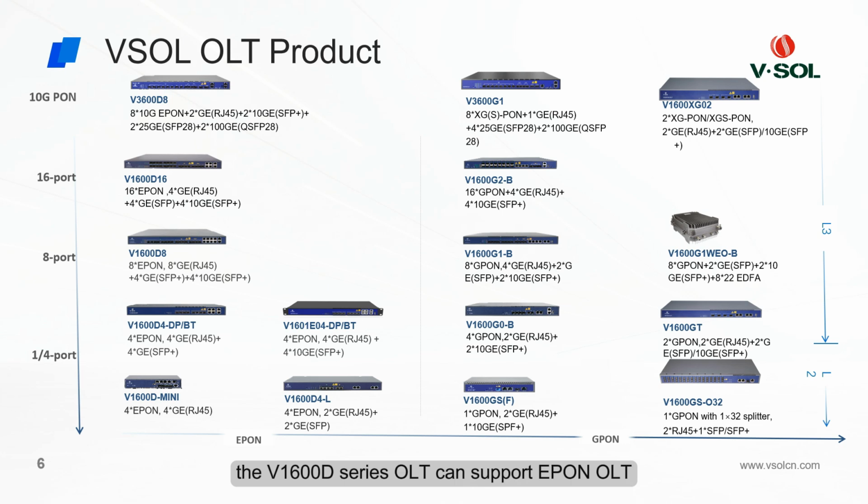The V1600D series OLT can support EPON OLT with routing function, and there are 4, 8, and 16 PON port device options available. The uplink supports 10 Gbps input. The corresponding V1600G series OLT also offers 2, 4, 8, and 16 PON port options.